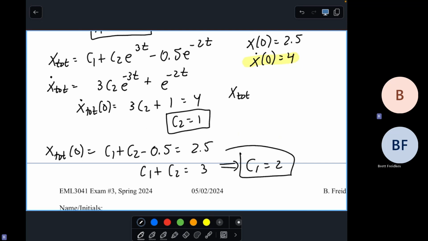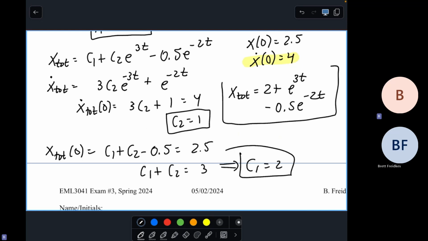So X total ends up being C1 plus C2 is 1, e to the 3t, minus 0.5 e to the minus 2t. That's our answer. That was a big question on the test. That was 12 points. You have to know how to do this type of thing in general. Is that okay? Questions about that, Nick? On the test, forcing functions can be either.